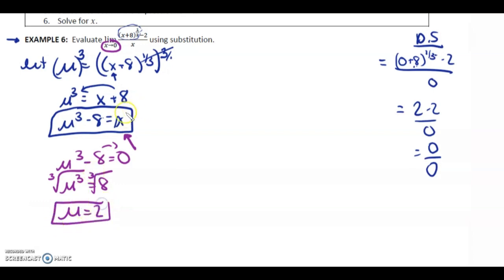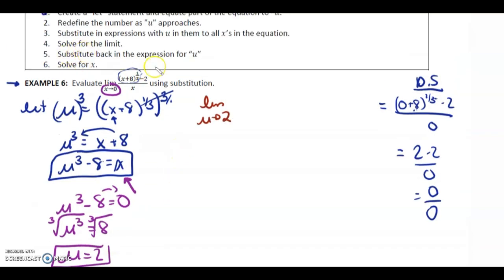So what we can do now is rewrite the equation. We're going to write it as the limit as u approaches 2, because that's what u is approaching now. And then we are going to substitute in u for the (x + 8) to the 1/3. And then we're going to complete the rest of the equation, so minus 2.